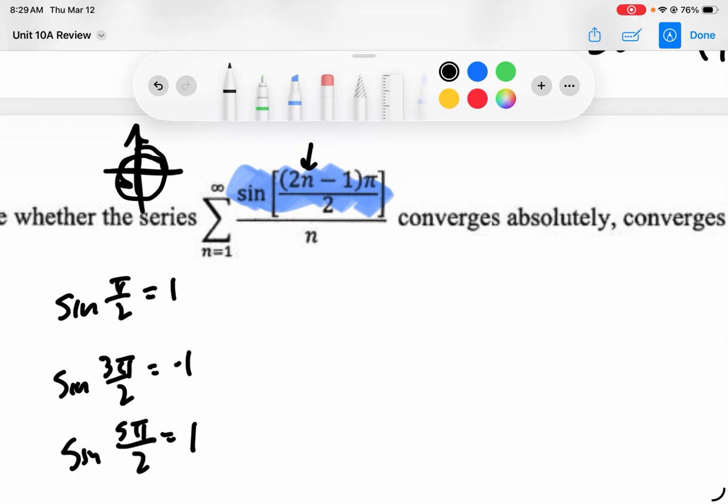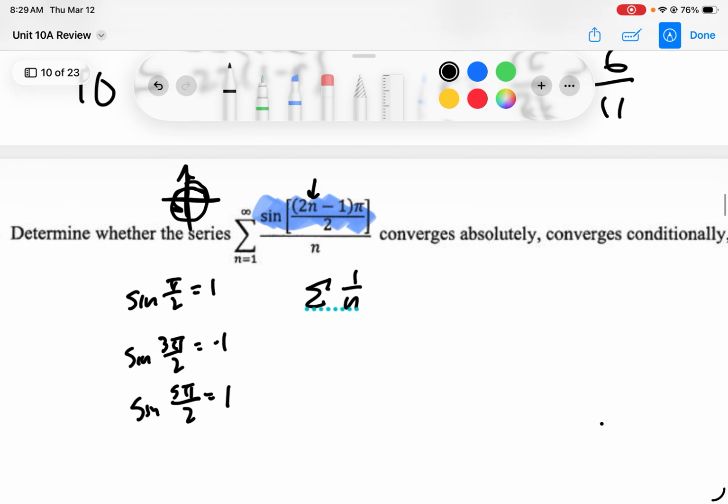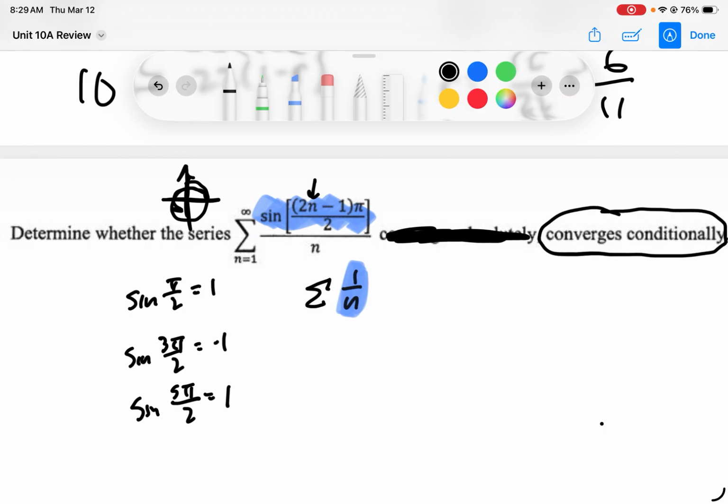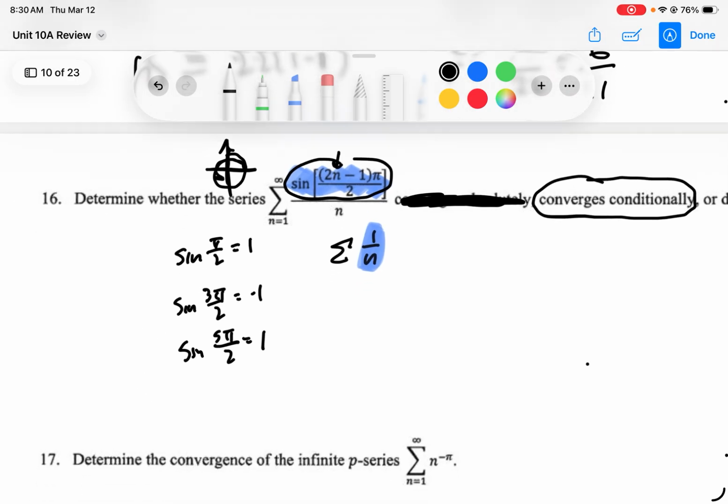So really this is just an alternating series. If I took away that alternating part, it would just look like 1 over n. By now, hopefully we know that this is a harmonic series that diverges. So if I take away the alternating part, it diverges, which means it does not converge absolutely. It converges conditionally, the condition being that it alternates, because we know alternating series converge. So this answer would be converges conditionally. It's an alternating harmonic.